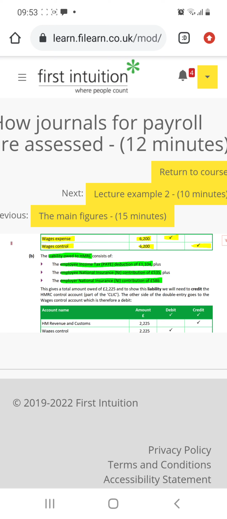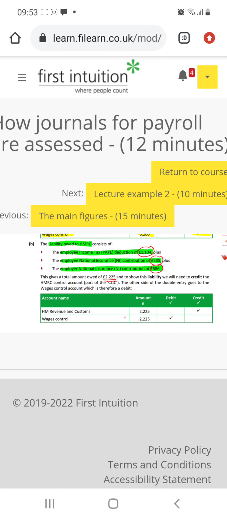Now again, exactly the same thing. If we take those three figures and add them up, we get a total amount of 2225, just adding those three numbers together. Now, the whole point about this is that that is a liability, because those sums of money need to be handed over to Revenue and Customs. That's who it belongs to.